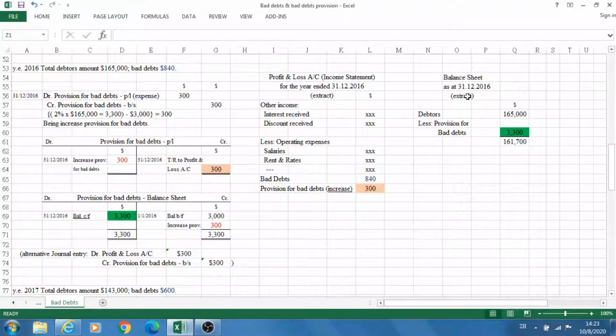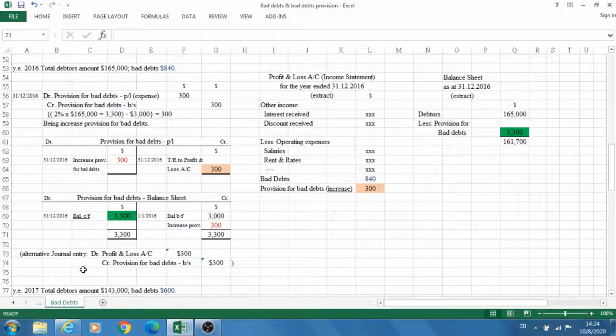This is the balance sheet extract at end of 2016. Debtors 165,000. Less provision for bad debts 3,300. The estimated collectible amount from debtors at end of 2016 is 161,700.